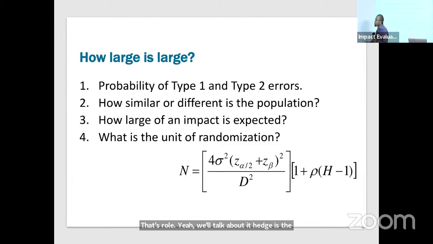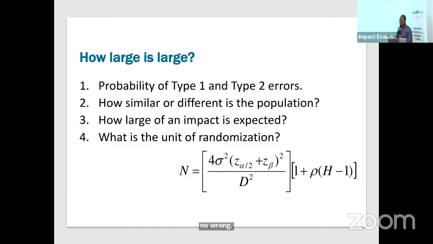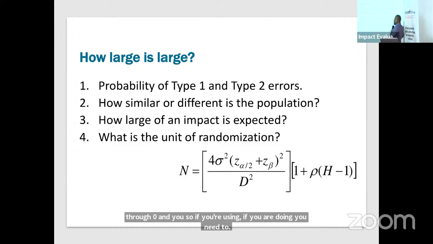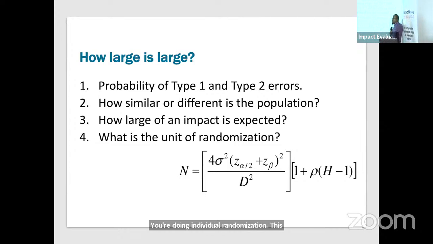So if you're doing unit randomization, that means H is what? There's no rho. Intra-cluster correlation is zero, so this whole part goes to 0. If you're doing individual randomization, the second part here will not be there because rho will be 0. You'll only have this part. Are we together? We will see.